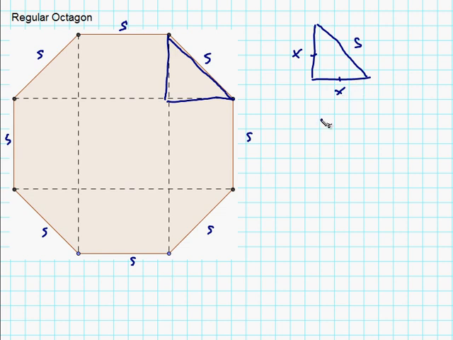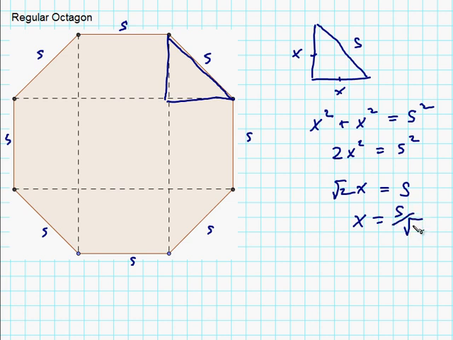So if I take x squared plus x squared is equal to s squared. Well, that's just 2x squared. Take the square root of both sides. s will be the square root of 2 times the square root of x squared. Then if we want to know what x is, we divide both sides by the square root of 2. So x is equal to s divided by the square root of 2.